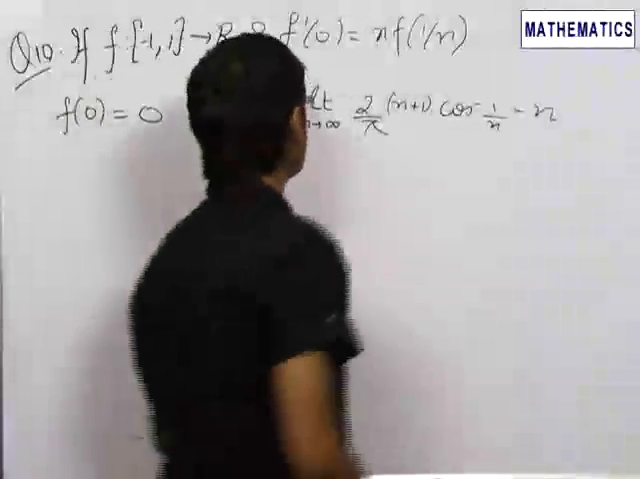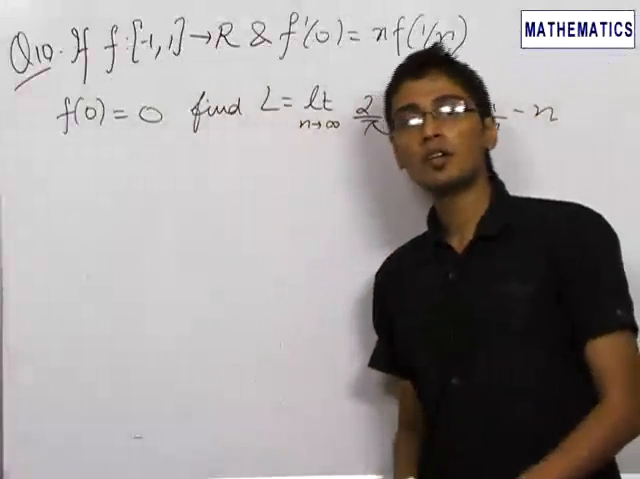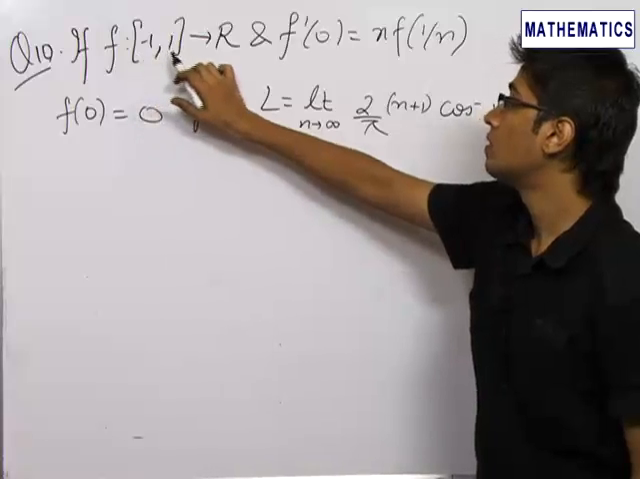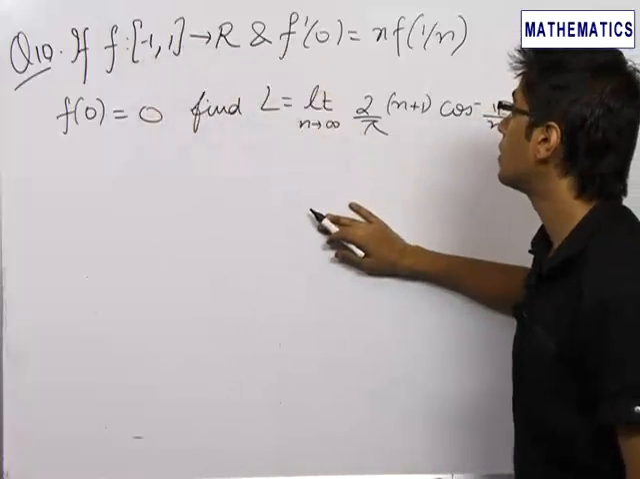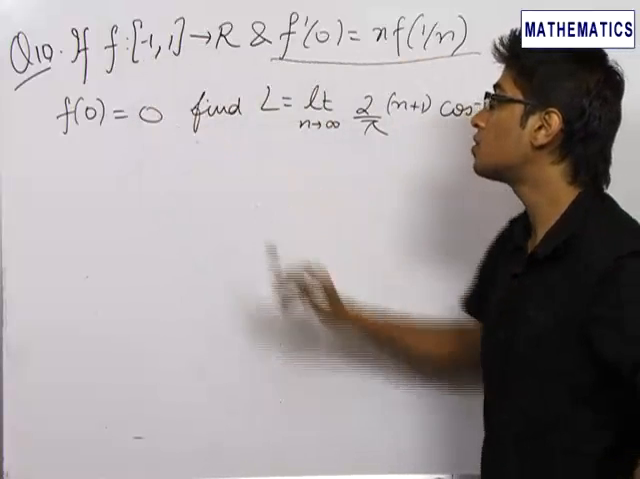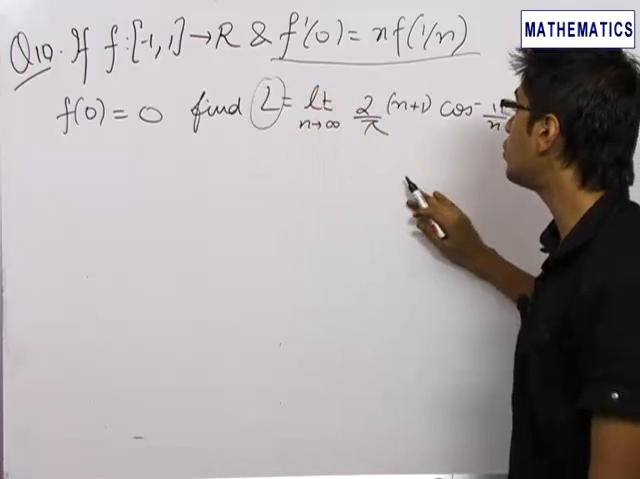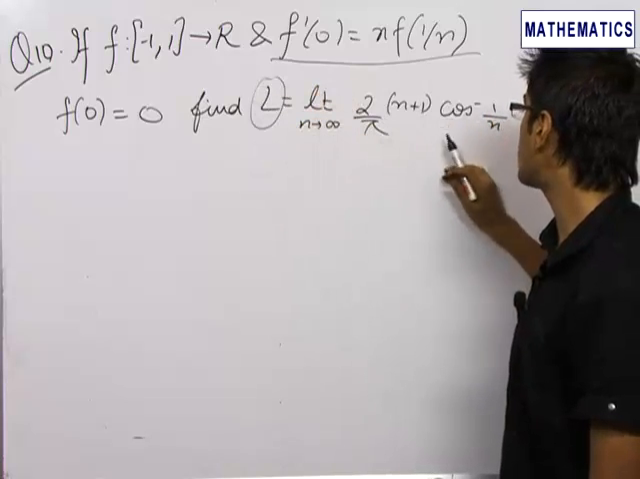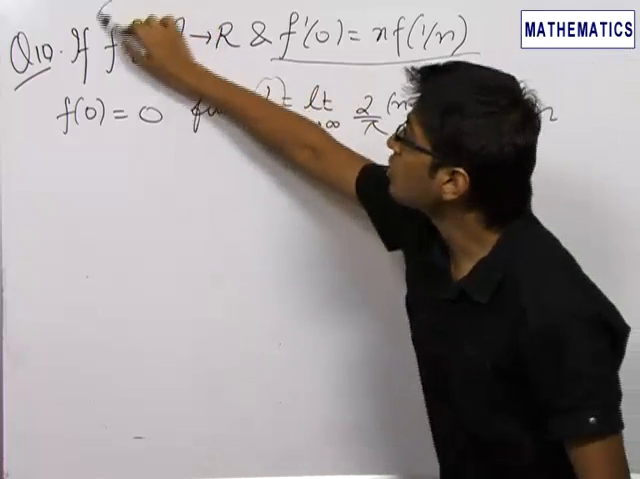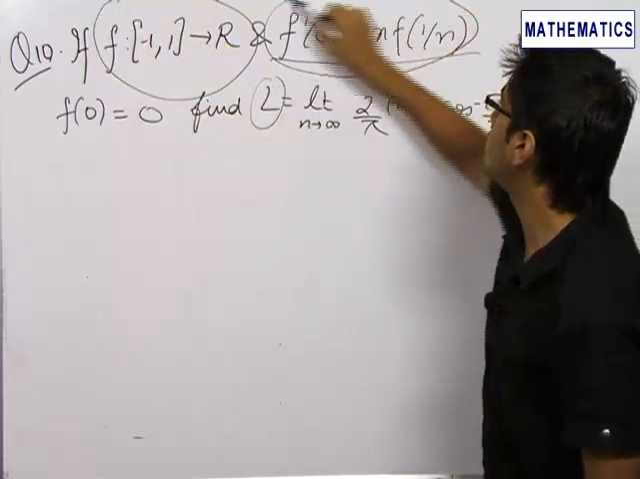Now the next problem appears to be a very long and tricky problem, but instead it is a very easy problem provided you go step by step. We are given a function f from [-1, 1] to R such that f'(0) = n f(1/n), f(0) = 0, and we want to find the limit L, which is the limit as n tends to infinity of (2/π)(n+1) cos⁻¹(1/n) − n.